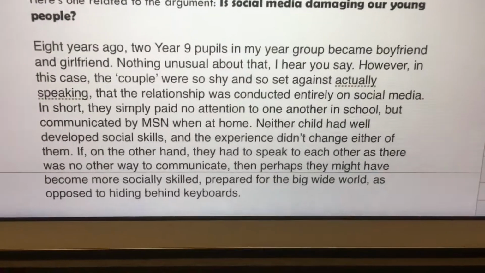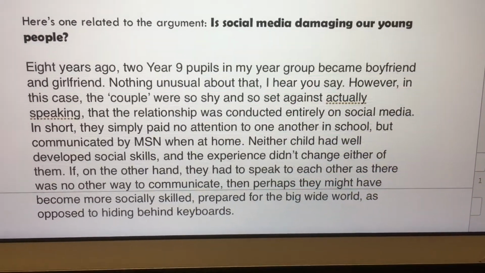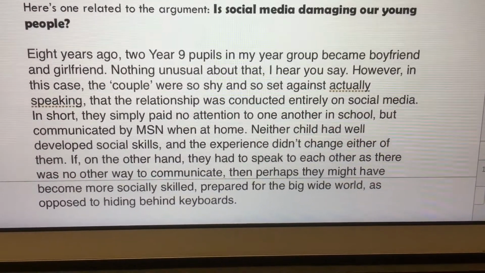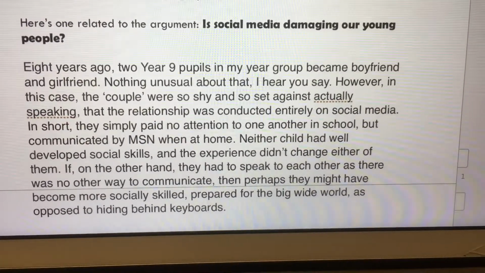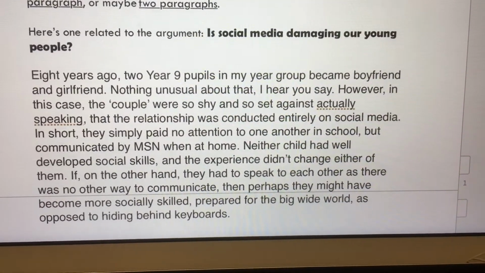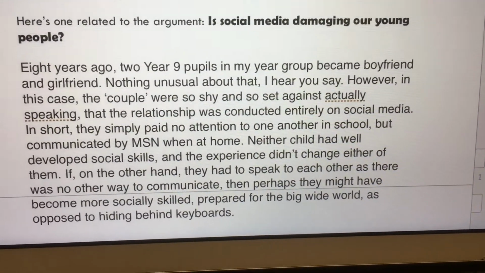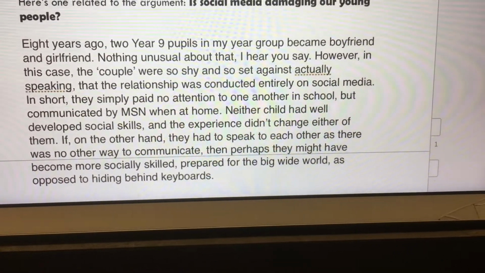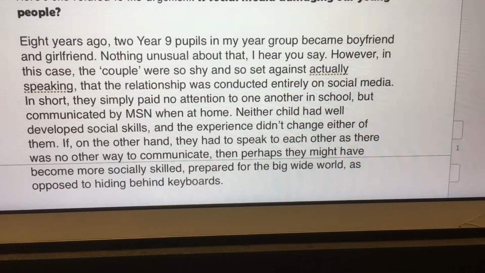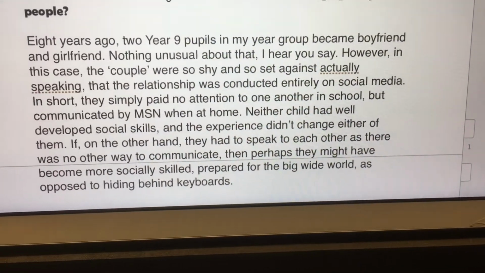Have a look at this. It's actually a true story, this. 8 years ago, 2 Year 9 pupils in my year group became boyfriend and girlfriend. Nothing unusual about that, I hear you say. However, in this case, the couple was so shy and so set against actually speaking that the relationship was conducted entirely on social media. In short, they simply paid no attention to one another in school, but communicated by MSN when at home. That's a very old-fashioned kind of email.